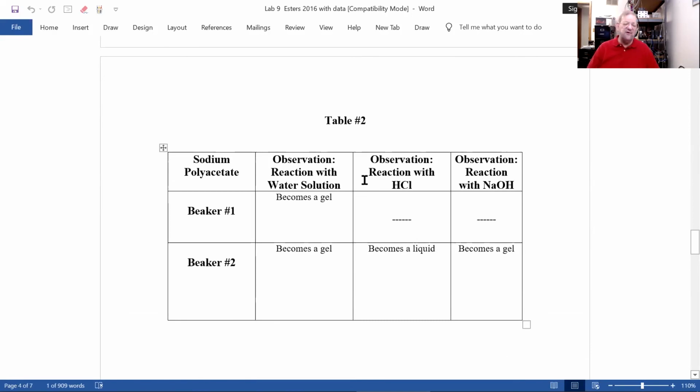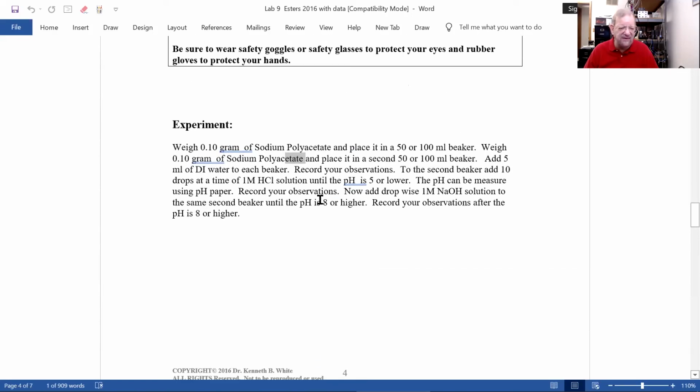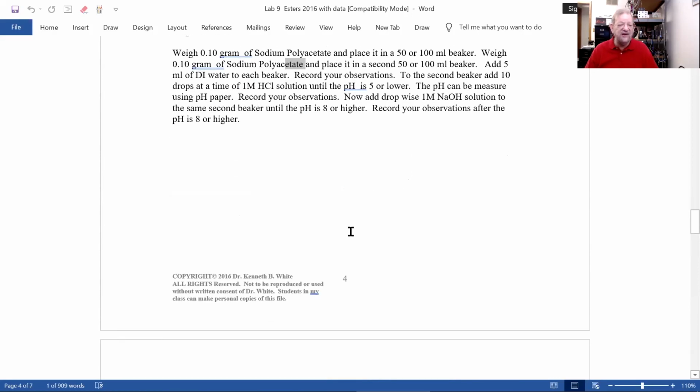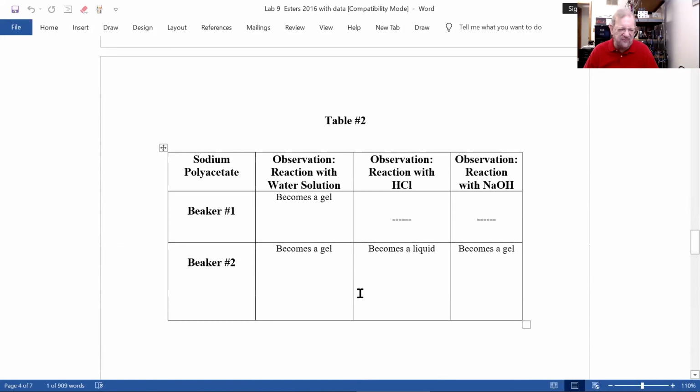Now, next, I asked you to put in some phenolphthalein and add enough dilute acid until the color goes from pink to clear. And that's what this phenolphthalein will show you. It's a pH indicator. And sometimes we even have pH paper we use too. That's in your drawer. And what happens is when you add the acid, it becomes a liquid. And then I ask you to that same sample, beaker 2, now add base again. And it becomes a gel.